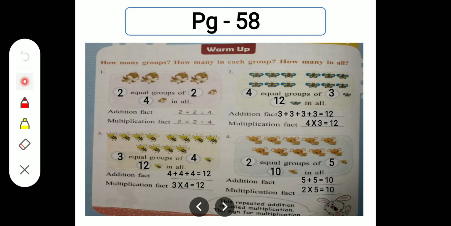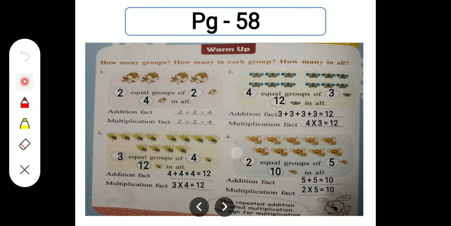Now number 3. First let us count the number of groups. 1, 2, 3. So 3 equal groups of 4 bees. That means 12 in all. The addition fact is 4 plus 4 plus 4, that is equal to 12. And the multiplication fact is 3 equal groups into 4 bees, that is 12.